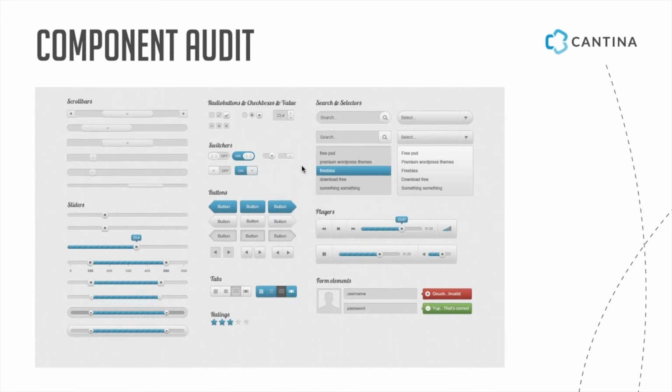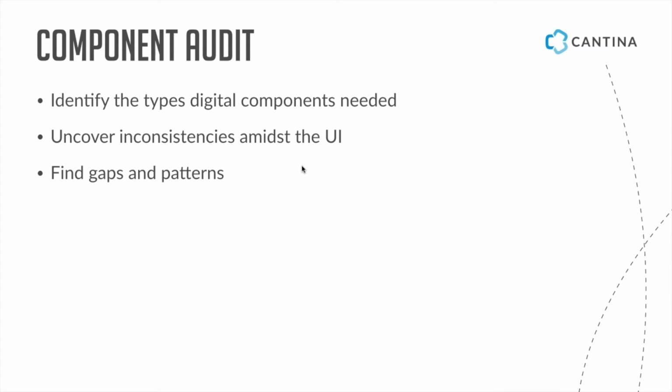Component audits help us to identify those things that are going to be needed. They help us see inconsistencies among current button styles, for example, and they help us see where gaps are and identify patterns that we can then build upon and improve as we start to design the new feature or the new app.